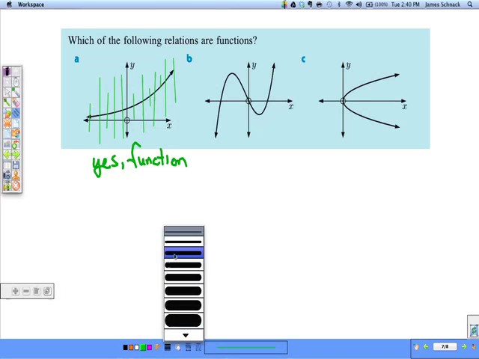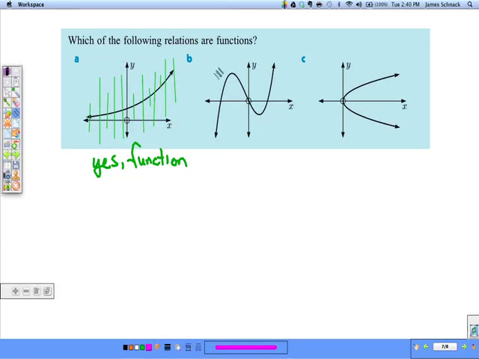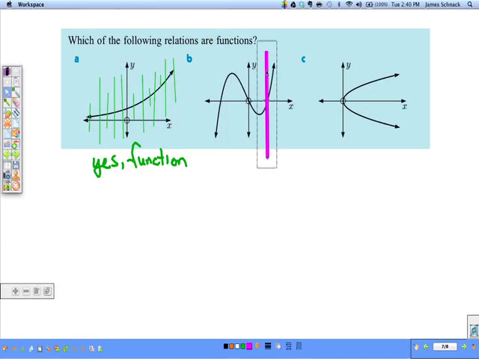The second one, vertical line. If I take this, can I move it anywhere where it touches the curve more than once? And that vertical line hits every spot on this curve exactly one time.